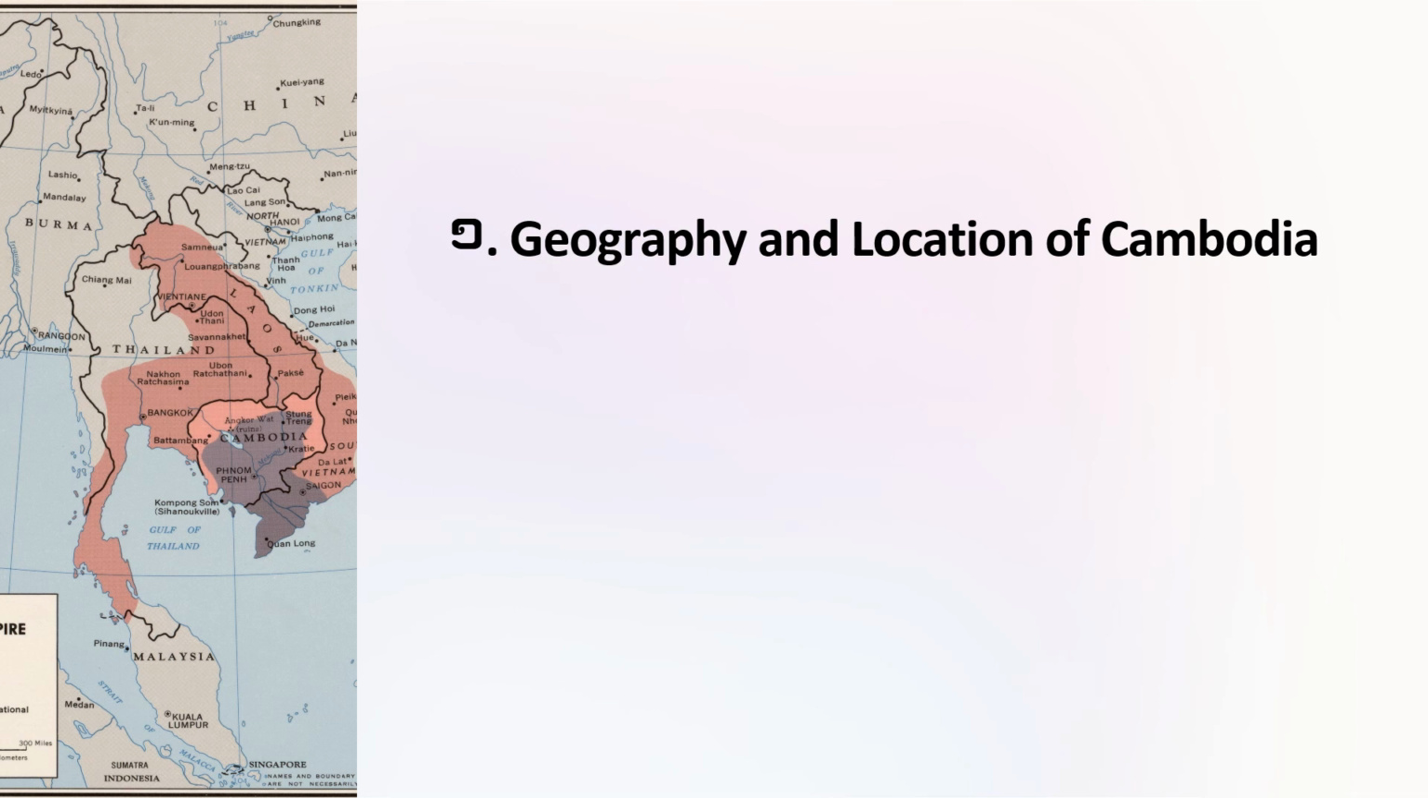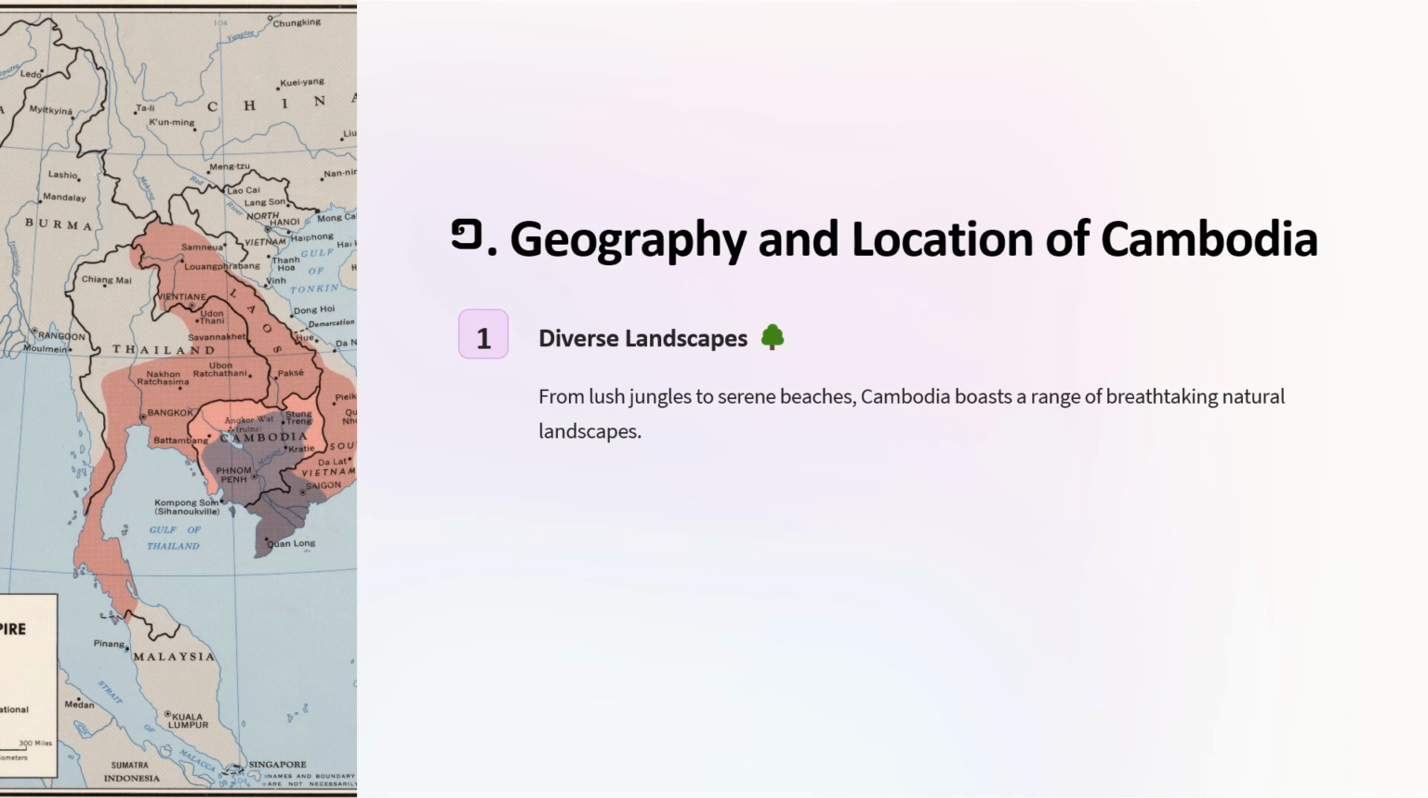I want to talk about the geography and location of Cambodia. Let me talk about Cambodia in the present first. Cambodia is a country in mainland Southeast Asia that covers an area of about 181,035 square kilometers, and it is bordered by Thailand, Laos, Vietnam, and the Gulf of Thailand.